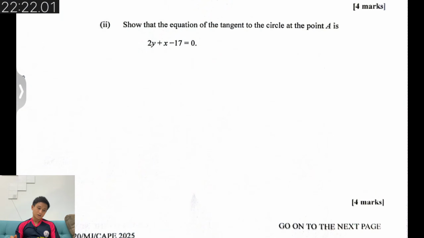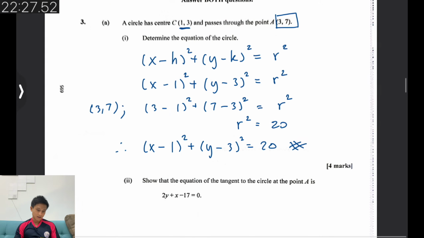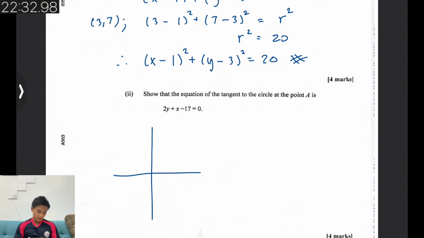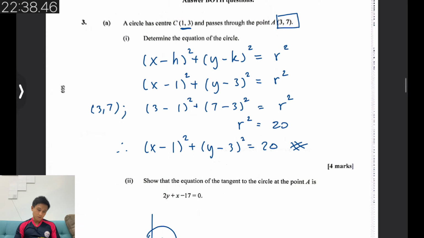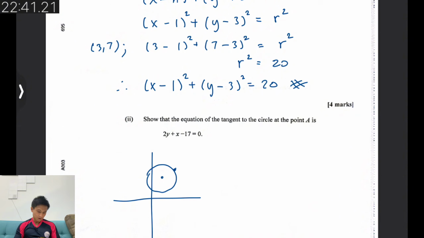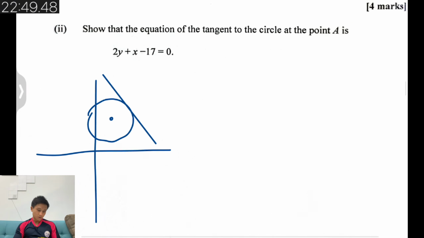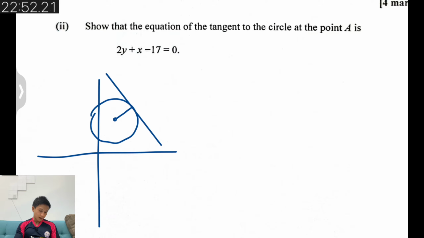Next, show that the equation of the tangent to the circle at point A is that. So at point A, we have (3, 7), so I'm going to draw the circle roughly. The center is (1, 3), and the radius is around there. At point A, (3, 7), I'm guessing maybe around here, and we are finding the equation of this tangent. Now, we can find the gradient of the line perpendicular to it first using the circle theorem, that when you draw a line from the center to the tangent, it's going to be perpendicular.